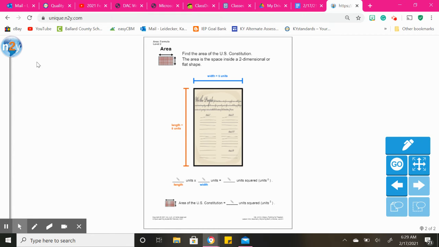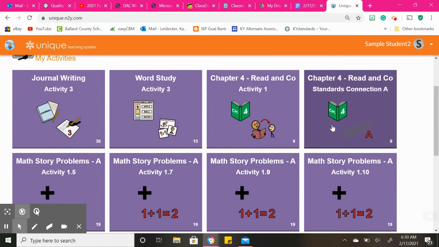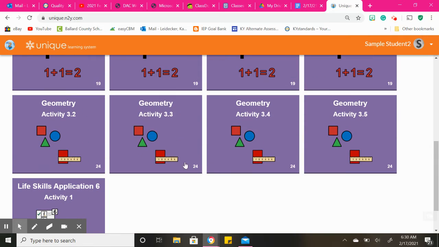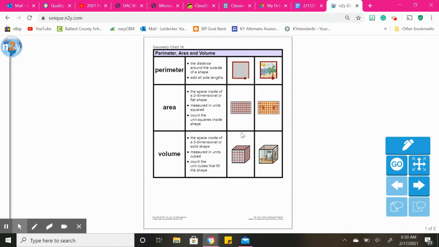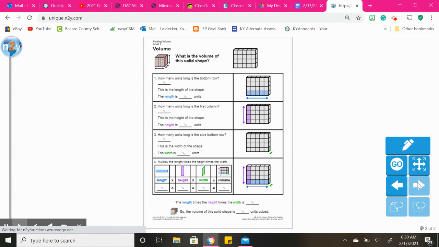So your length times your width. Your next box again is going over area. And then here should be volume. Yes, okay. After watching that video on volume, you should be able to complete this. I'll do this first box with you.